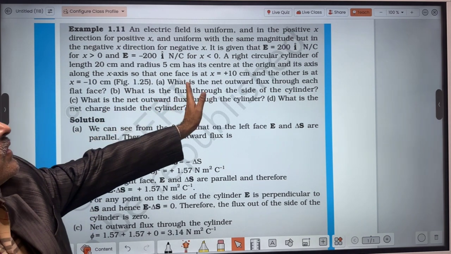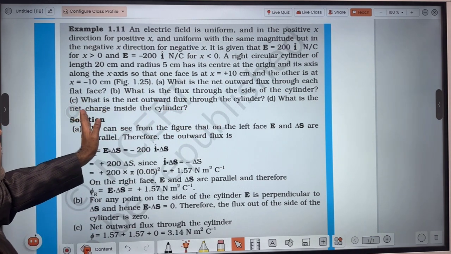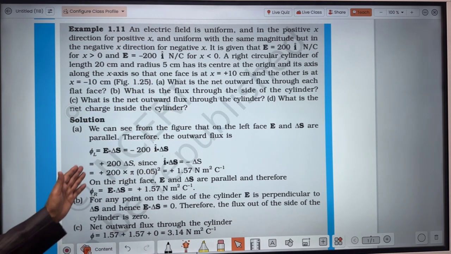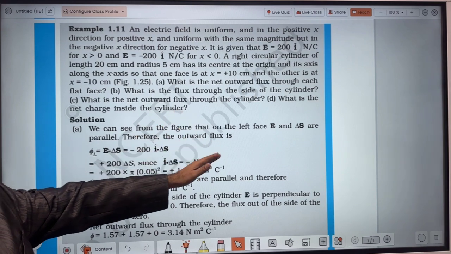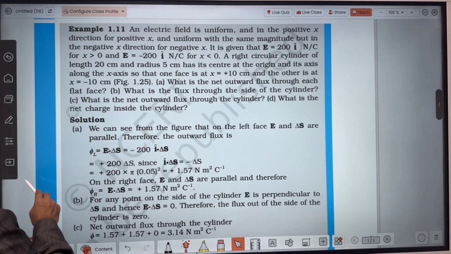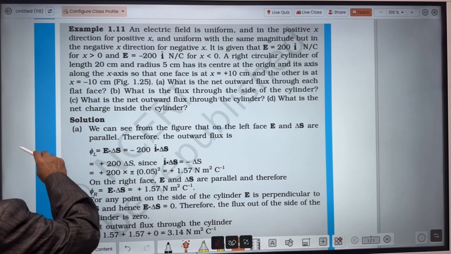What is the net outward flux through each flat face? What is the flux through the sides of the cylinder? What is the net outward flux through the cylinder? What is the net charge inside the cylinder? So we can further analyze.